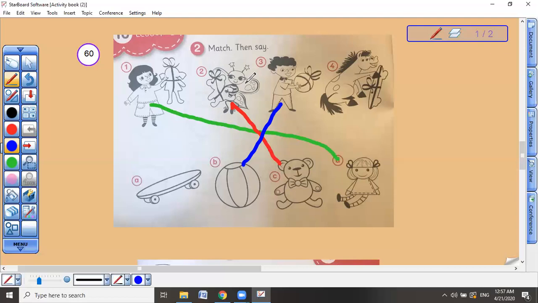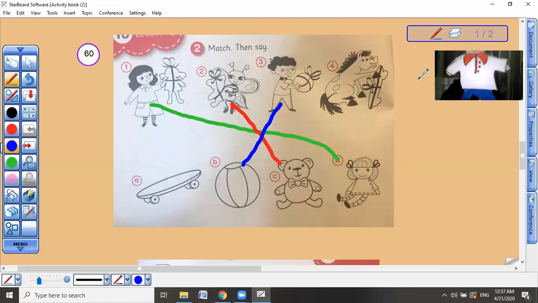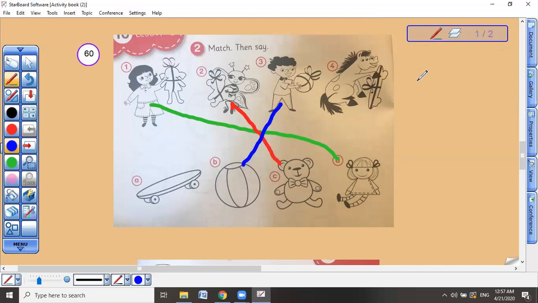Now, look who's here. Hello, it's me, Jack. I am Jack. I've got a ball. So, boys and girls, say bye, Jack. Bye, Jack. Excellent.